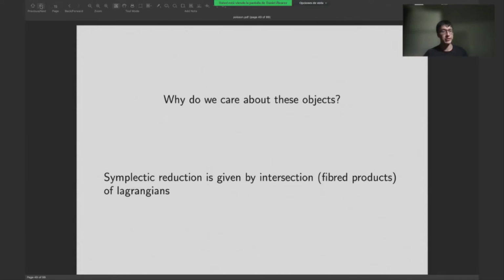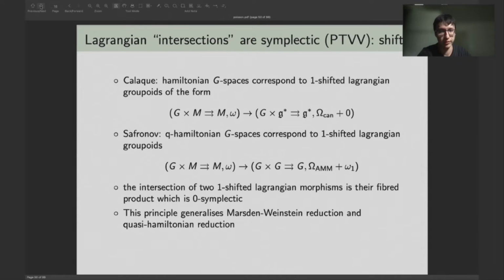It turns out that symplectic reduction is given by intersection of Lagrangians, and by intersection, we mean fiber products. So first of all, classical symplectic reduction corresponds to intersection of one-shifted Lagrangians. Classical Hamiltonian G-spaces correspond to one-shifted Lagrangians in the symplectic groupoid integrating the KKS Poisson structure on the dual of the Lie algebra. Analogously, quasi-Hamiltonian G-spaces are one-shifted Lagrangian groupoids with target the AMM groupoid.